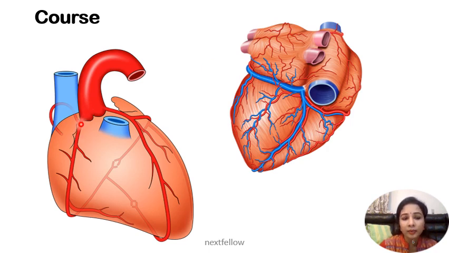So we can see a schematic view here. The right coronary artery is descending down in the right coronary sulcus. It winds round the inferior border of the heart. After winding round, it goes near the crux of the heart and gives rise to posterior interventricular artery. So that is the course of right coronary artery.